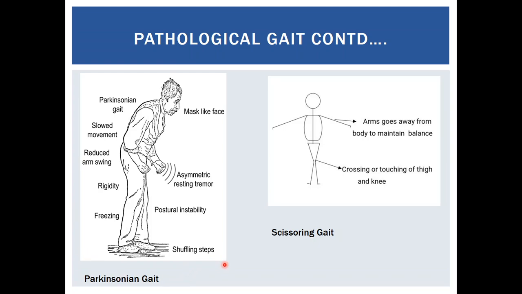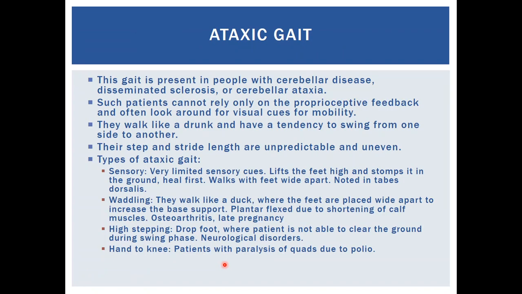Other than these, you have the ataxic gait. We discussed ataxia, which is the lesion of the cerebellum or the posterior spinal cord. This gait is present in people with cerebellar diseases, disseminated sclerosis, or cerebellar ataxia. Some patients cannot rely only on the proprioceptive feedback, and they often look around for visual cues as well, because they are not confident enough with the feedback that they're getting through their proprioceptors.